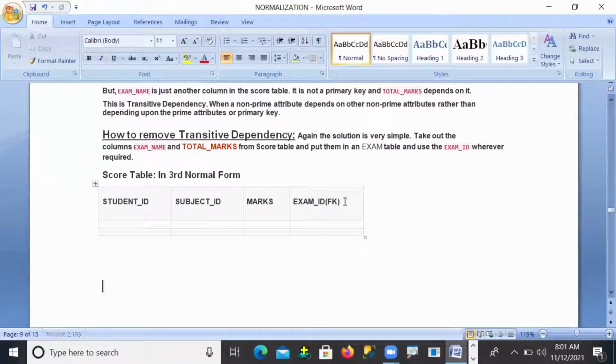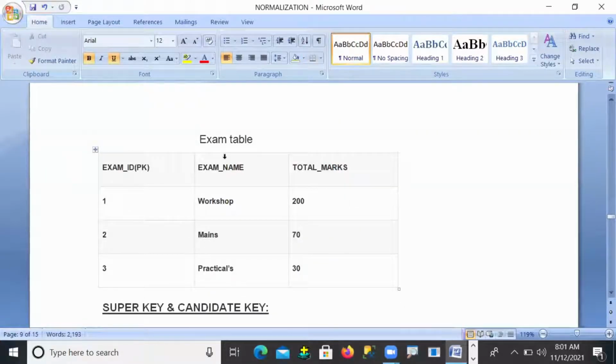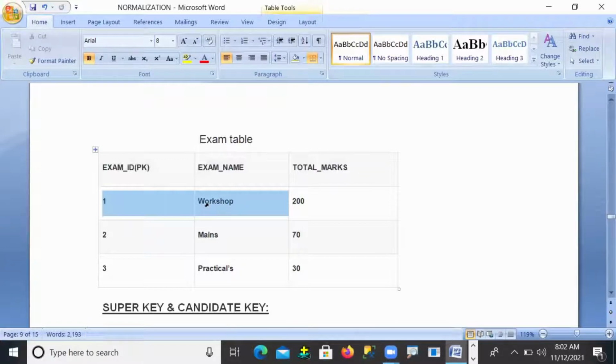And second, we have to create an exam table. In the exam table: examination ID, examination name, and total marks. Now these are the examination IDs. One, examination name is workshop, total marks is 200. Examination number 2 is mains, and mains is having 70 marks. And third, practical is having 30 marks.